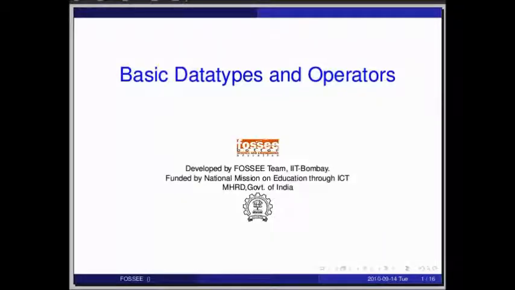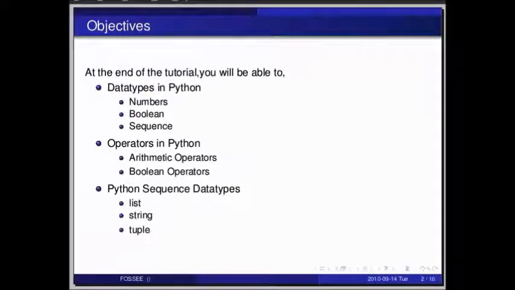Hello friends, and welcome to the tutorial on basic data types and operators in Python. At the end of this tutorial, you will be able to know the data types in Python, that is numbers, boolean, sequence. Second, learn about the operators in Python: arithmetic operators, boolean operators. Then know the Python sequence data types: list, string, tuple.